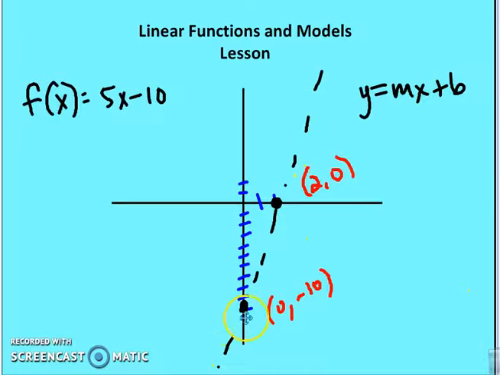All right, so then we're going to graph it. We have the 2 points, the x and the y-intercept. We have a consistent rate of change, or a consistent slope between the 2 points. And as you notice, this is similar to the form y is equal to mx plus b. So in this case, the slope is 5, and the y-intercept is 0, negative 10.